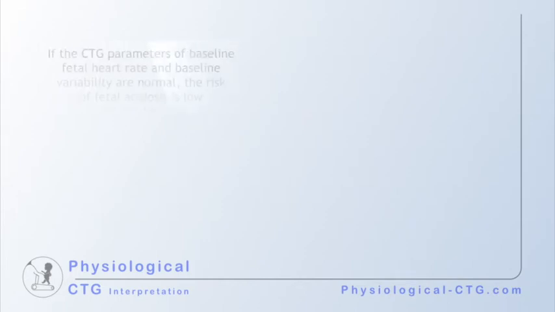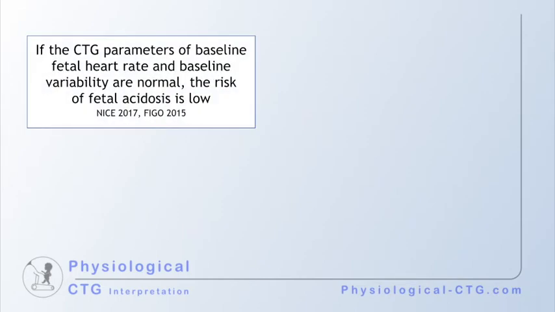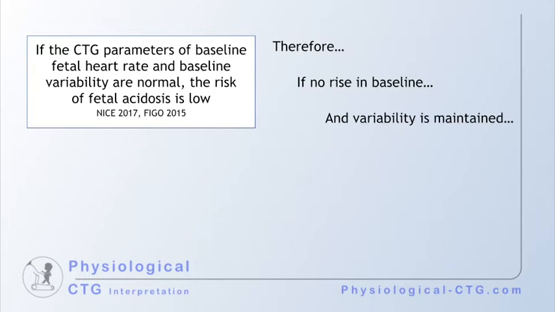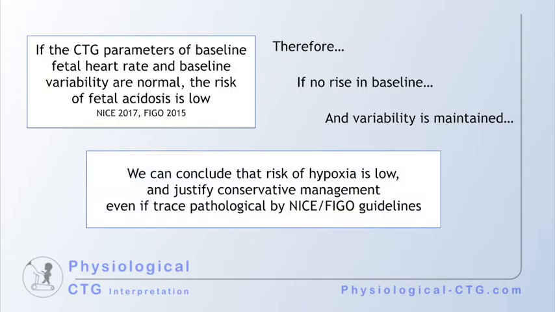According to NICE and FIGO guidelines, if the CTG parameters of baseline fetal heart rate and baseline variability are normal, the risk of fetal acidosis is low. Therefore, if there is no rise in the baseline and the variability is maintained, we can conclude that the risk of hypoxia is low and justify conservative management, even if the trace is pathological by the guidelines. It is important to document your reasoning clearly in the notes, as this is where your management plan may start to deviate from the guidelines.